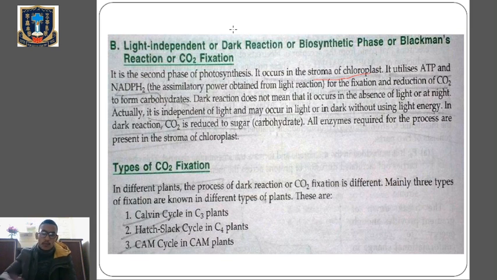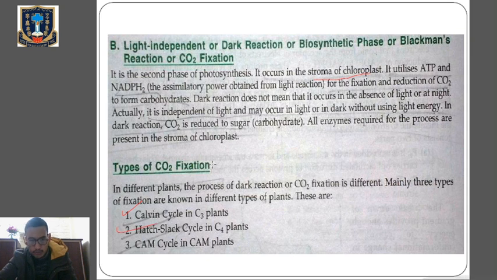Now let's talk about the carbon dioxide fixation types. Generally we have three types of carbon dioxide fixation depending upon the different plants: the Calvin cycle in C3 plants, the Hatch-Slack cycle in C4 plants, and the CAM cycle in CAM plants. But we will only go through two processes, that is the Calvin cycle in C3 plants and the Hatch-Slack cycle in C4 plants.